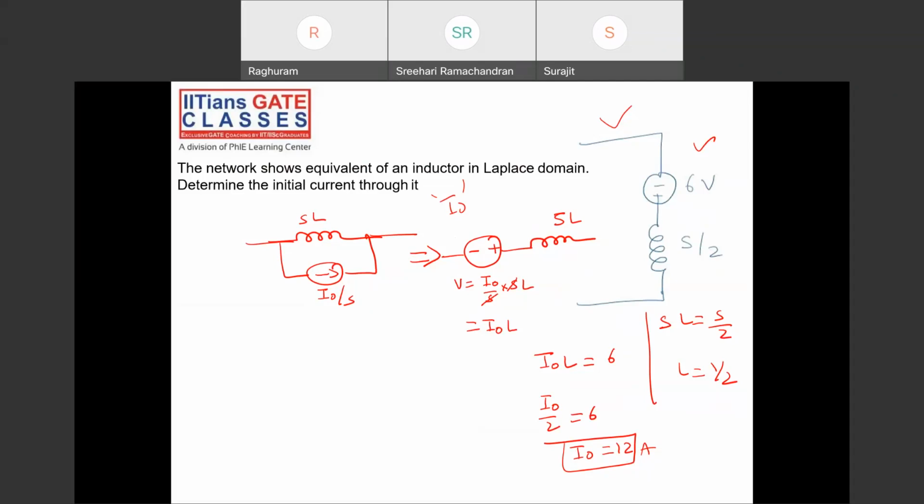I was just telling that by seeing this given circuit, this 6 volt in series with S by 2, in the Laplace domain itself, if we take the current like I equal to V, 6 by S by 2. That's what I did actually, by converting this.